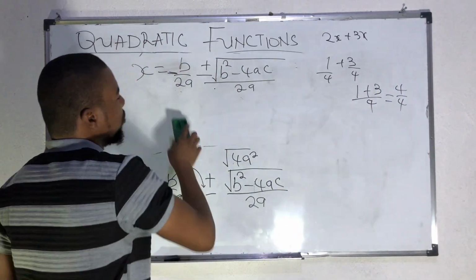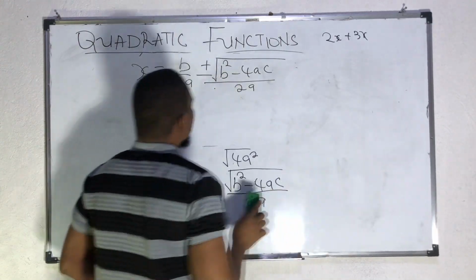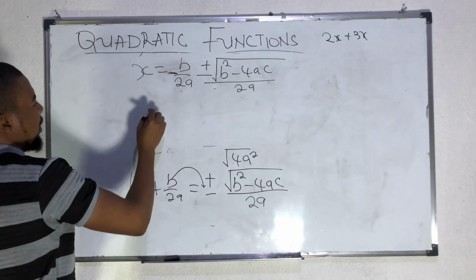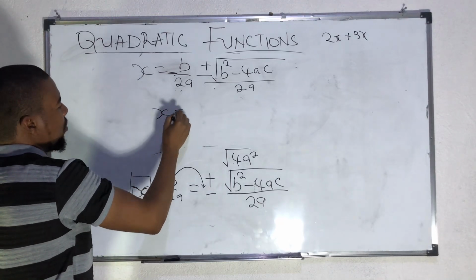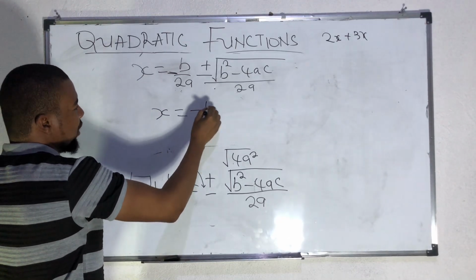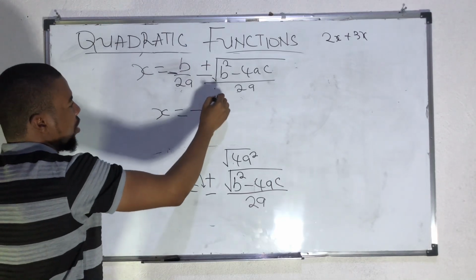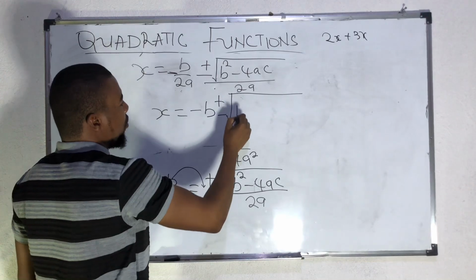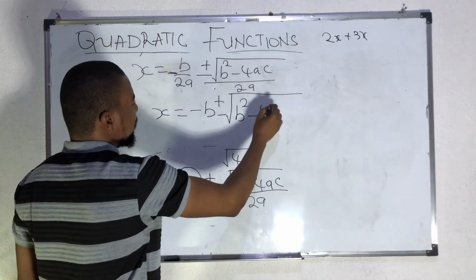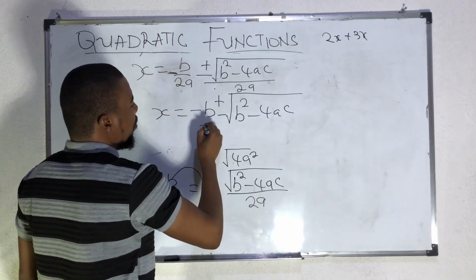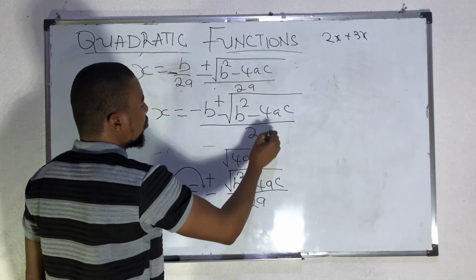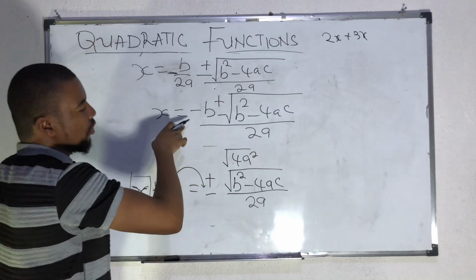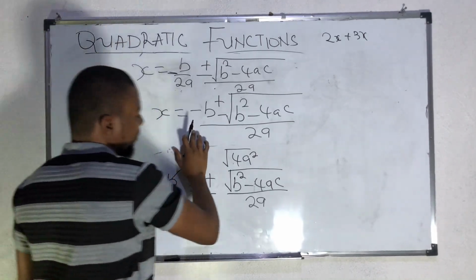So we are also going to employ the same method here. They have a common denominator. This is a 2a, this is a 2a. We now pick 1. Therefore, x will now be equal to negative b, we bring down a plus and a minus, plus and minus the square root of b squared minus 4ac all over 2a. This is the formula we're looking for, which is called the quadratic formula.